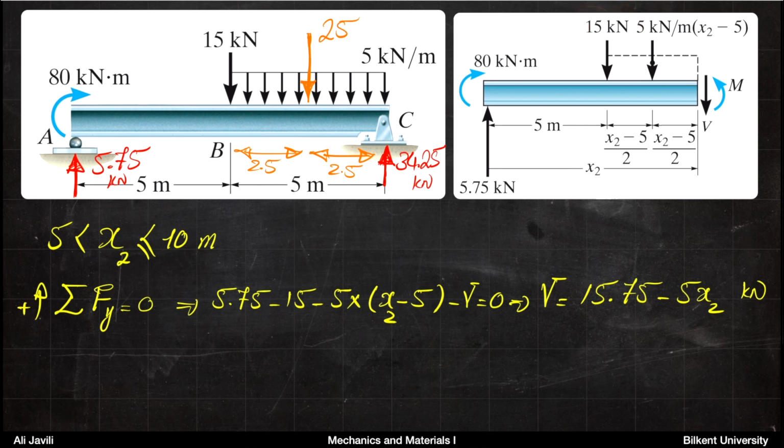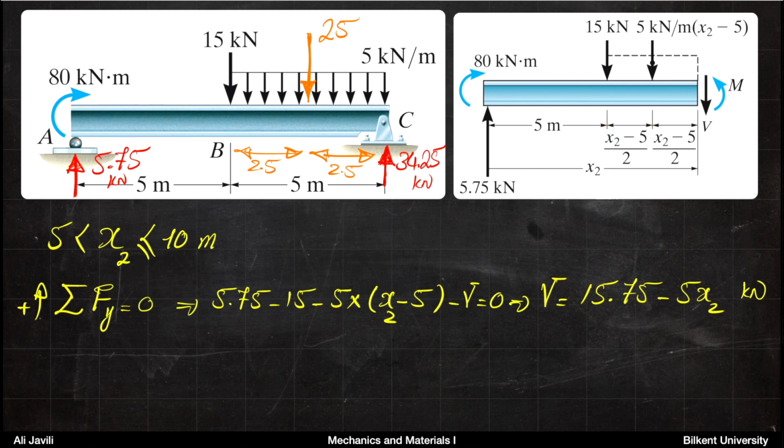And then if you think, for instance, that you cut the beam at the distance x, the distance here is x minus 5. So the equivalent force that you get is 5 times x minus 5, or x2 minus 5. That would be the amount of force, or the equivalent force of the distributed force, which is in the center of that rectangle, which again corresponds to x2 minus 5 divided by 2.